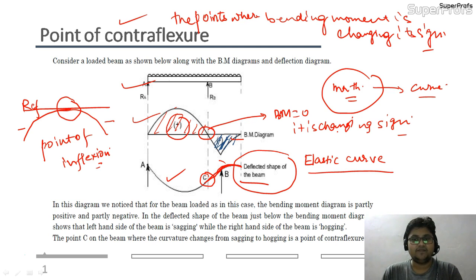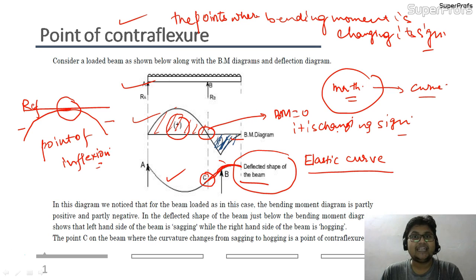So in the deflected shape of the beam, that is nothing but the elastic line shown below, the bending moment diagram on the left hand side of the beam is sagging, while the right hand side of the beam is hogging. As I already told you, the positive bending moment will represent sagging and negative bending moment will represent hogging. So from sagging to hogging or from hogging to sagging, if the bending moment diagram of the beam is changing in that manner, then we will conclude that that point itself is the point of contraflexure.